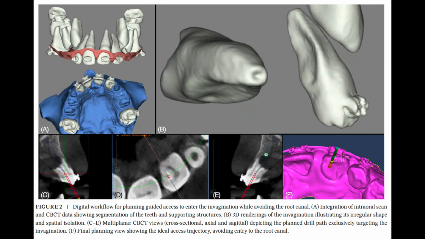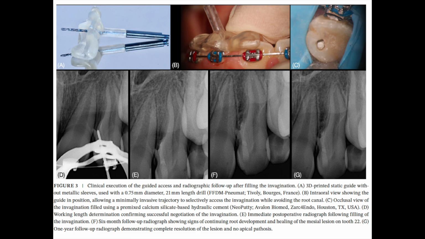For the chemomechanical disinfection, the invagination was disinfected using 2.5% sodium hypochlorite delivered via EndoVac, followed by 17% liquid EDTA and a final ethanol rinse. Irrigants were agitated with an ultrasonic tip. Patency and working length were confirmed with a size 80 K file, but no further mechanical shaping was performed.